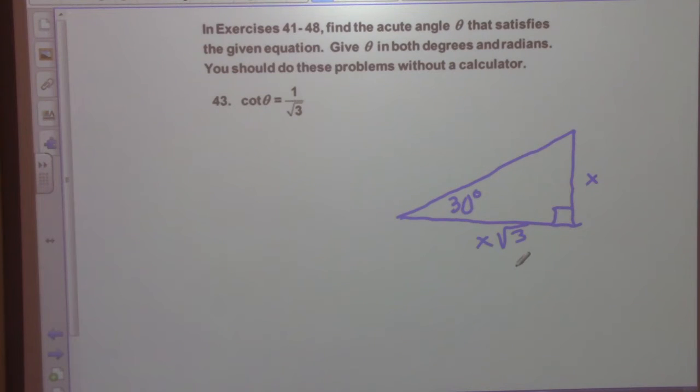You see that? Now your cotangent is going to be adjacent over opposite, which is x square root of 3 over x, which is just square root of 3, and that's not it. But if we look at our 60-degree angle over here, what's our opposite and adjacent of our 60-degree angle? Well, there's your adjacent of 60, right? Here's your opposite. So what you have here is x over x square root of 3. X is canceled, so what you have left is 1 over square root of 3.